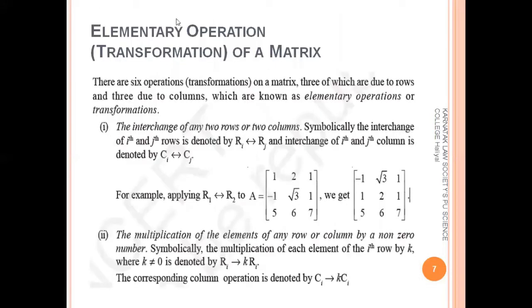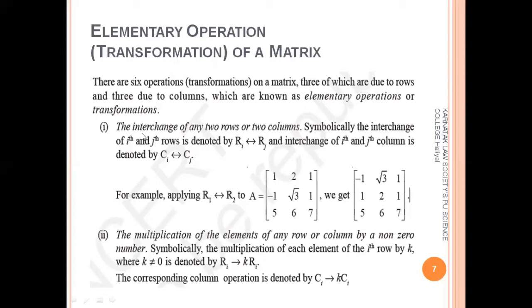Next comes the important topic of elementary operations or transformations of a matrix, and these operations are helpful in finding the inverse of a matrix. There are 6 operations of a matrix, 3 of which are due to rows and another 3 are due to columns. These are known as elementary operations, or sometimes they are called transformations also.